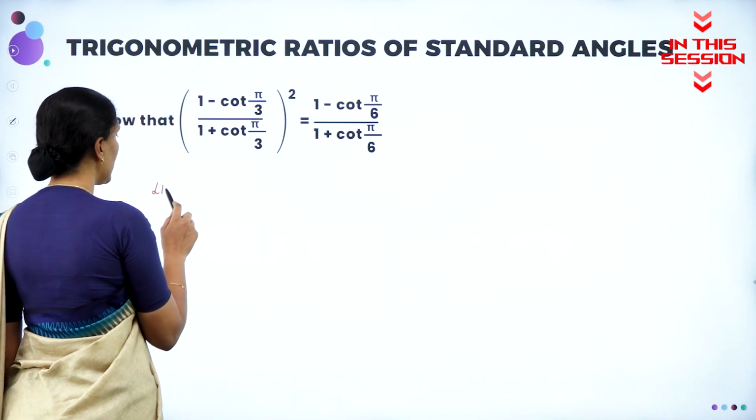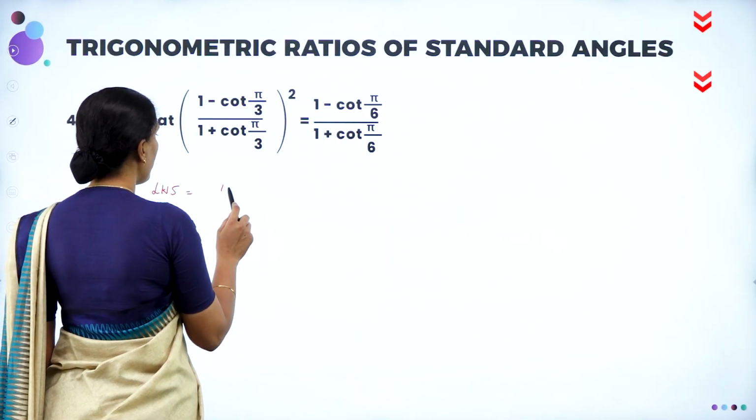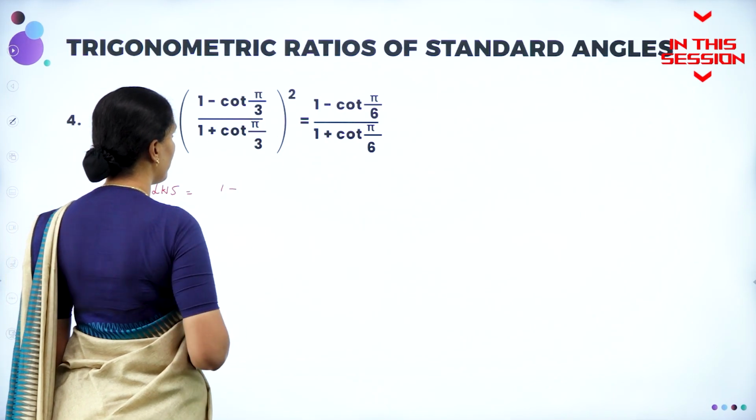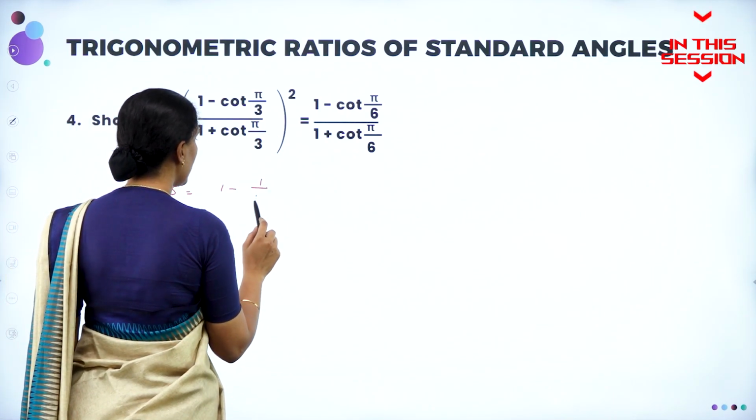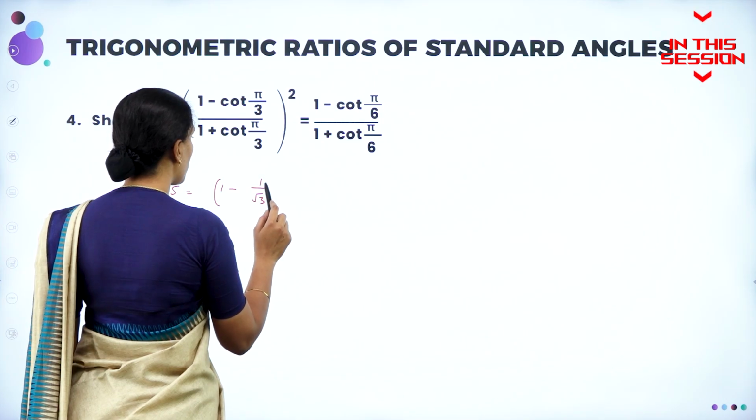So, let me consider the LHS. 1 minus cot pi by 3, which is cot 60. Cot 60 is 1 by root 3, whole square.